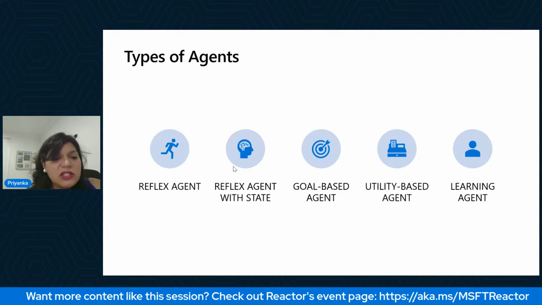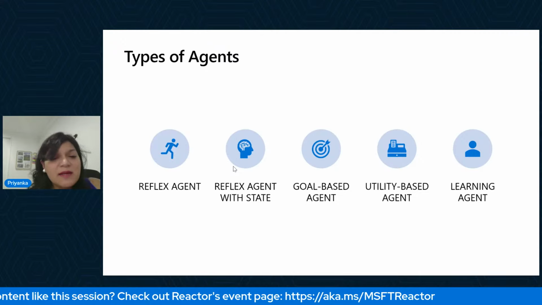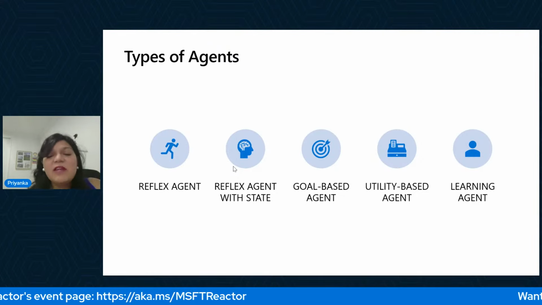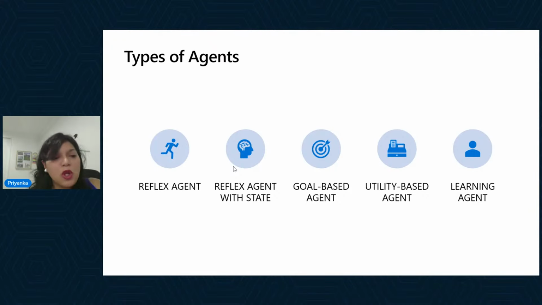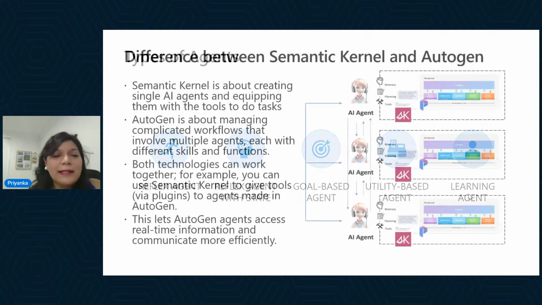You have reflex agent, with state, we have goal based agent, we have utility based agent, and we have learning agent. And the modern applications which we build with the autonomous agents are a combination of one or more of these agents, right? Okay, so right from the most simplest one, the reflex agent, down to the complex one, which is utility or learning based agents. So modern applications are a combination of these, okay.